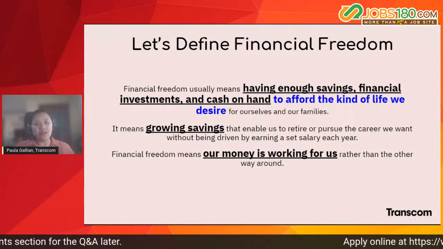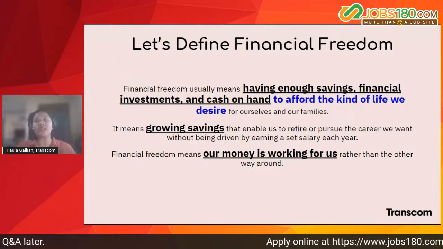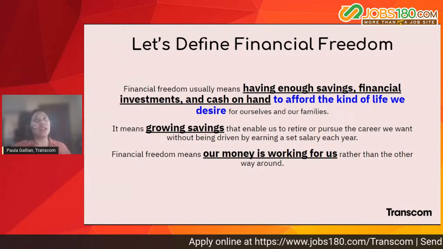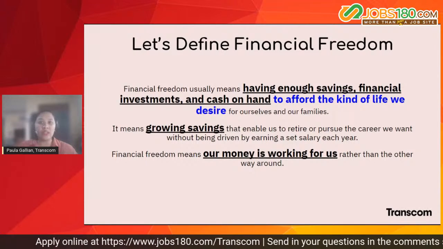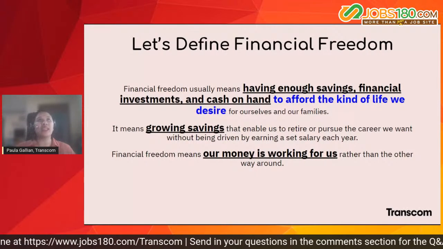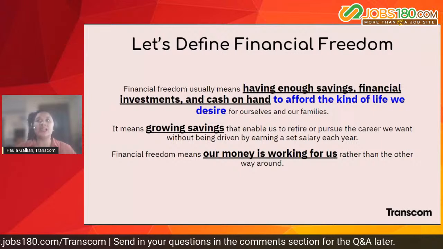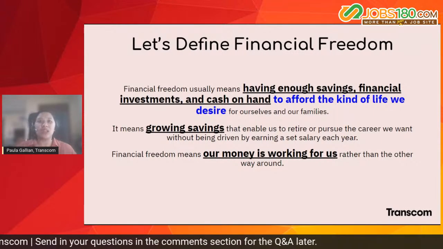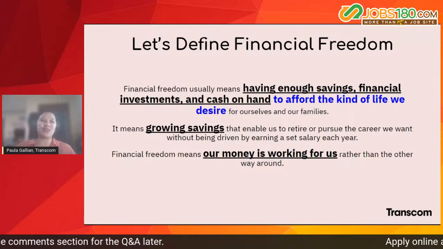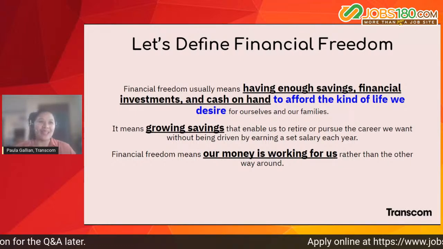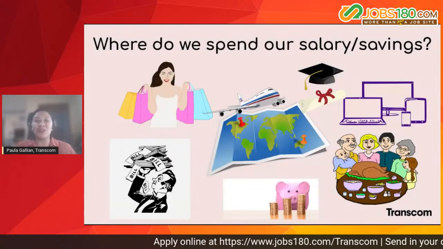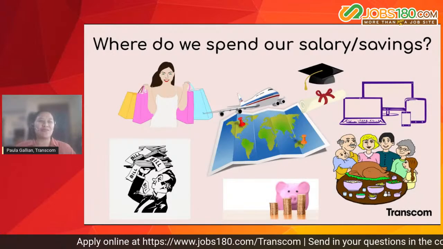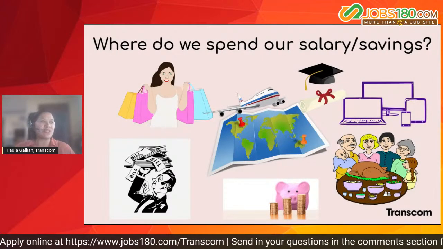As early as now, young individuals, I want to challenge you. After graduation, what do you think you want to do in life? How would you spend your money? How would you enjoy your first salary? When you think about that, what comes to mind? As early as now, when you get your first salary, what is the first thing you want to buy? So here are some examples of what we think of when we get our first salary, or for example your savings as well.